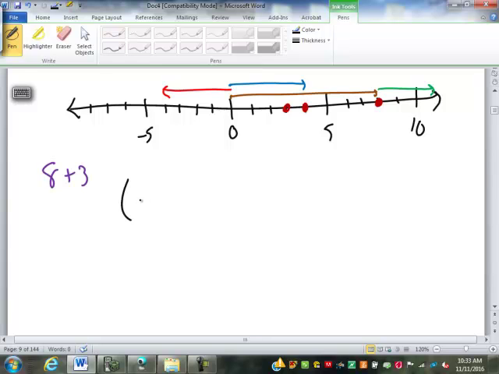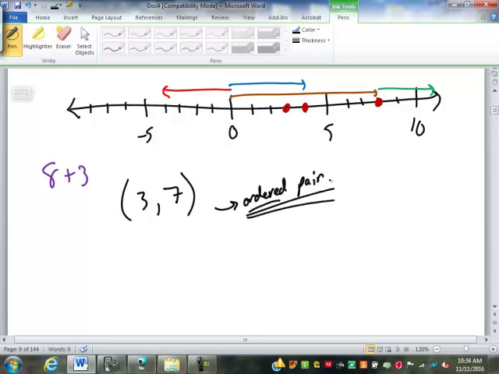So I might have the number 3 and the number 7. Now what I just wrote there is called an ordered pair. Ordered because the order does matter. The first one, being positioned first, makes a difference compared to being positioned second. Pair, obviously, because there's two numbers.